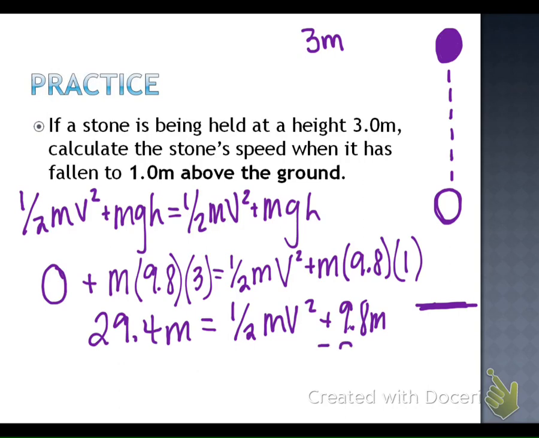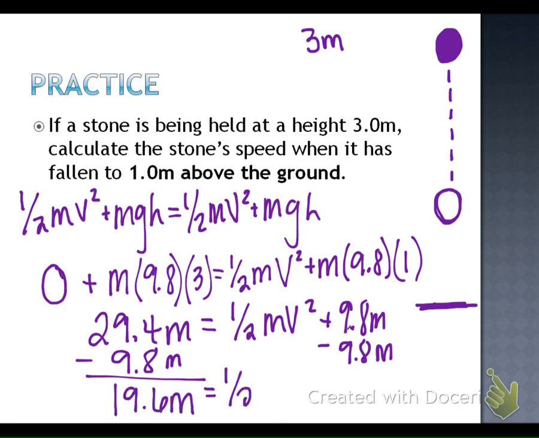9.8 and 29.4. So I'm going to subtract out the 9.8 m. Okay, and that gives me 19.6 m equals 1/2 mv squared. So what can I do now with the m? It's going to cancel, right?